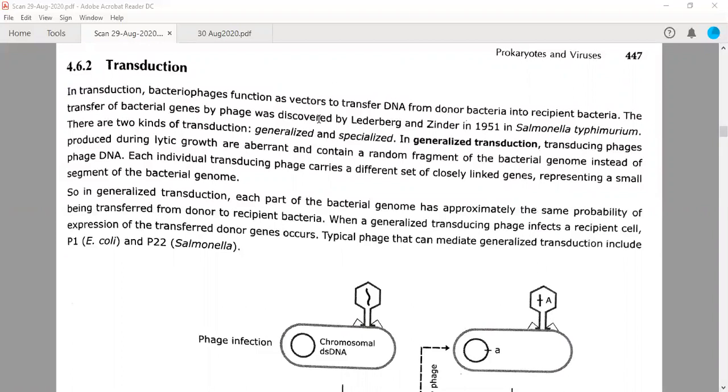So we will discuss both generalized as well as specialized. We had discussed yesterday that two scientists discovered this process of transduction in 1951 in Salmonella typhimurium. They are Lederberg and Zinder. So in 1951, in Salmonella typhimurium, they discovered the transduction process, in which, with the help of bacteriophage, they are able to transfer genes from one bacterial cell to another bacteria.